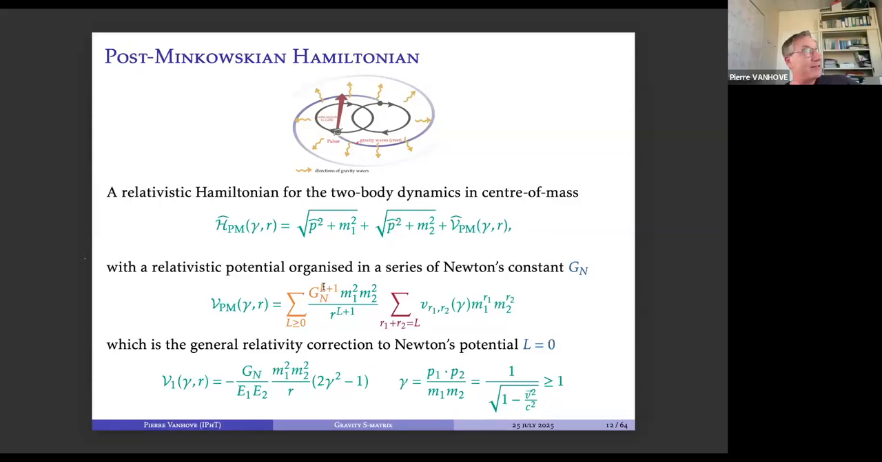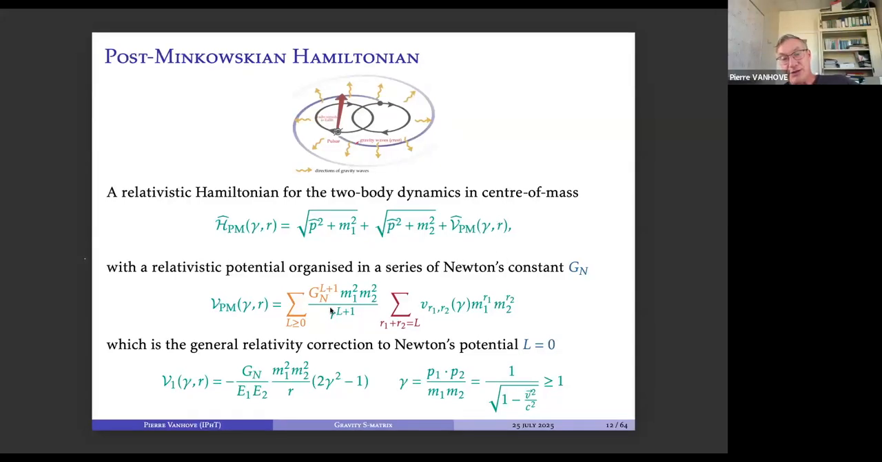So when I said that 5PM is for 4 loops, 5PM means G Newton to the fifth, and loop equal 4. So G Newton to the 1 means 0 loop. That will be tree level, as you will see in a minute, and so on.